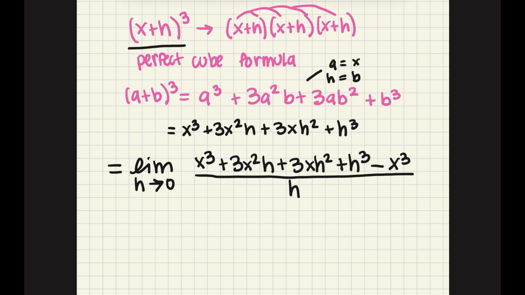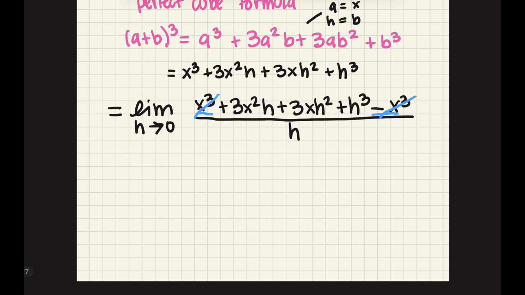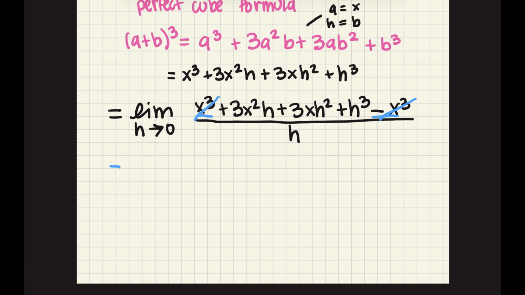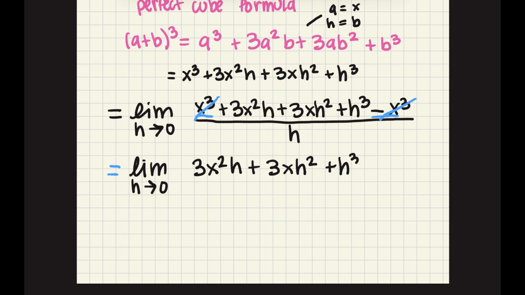Now, let's just try to get rid of some things. So we have an x cubed and a negative x cubed. These two will get rid of each other. And there is no other way to simplify anything else. So our ending result will be the limit as h approaches 0, 3x squared h plus 3x h squared plus h cubed over h.